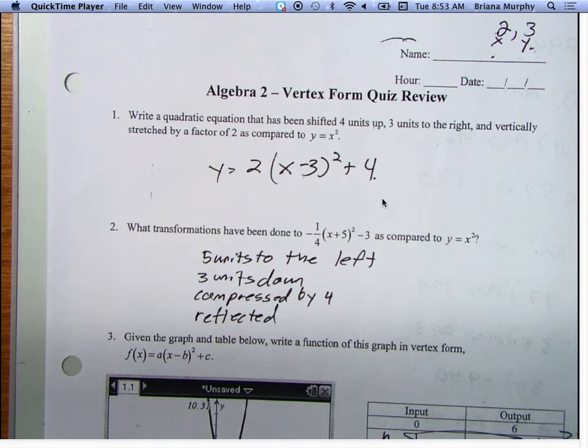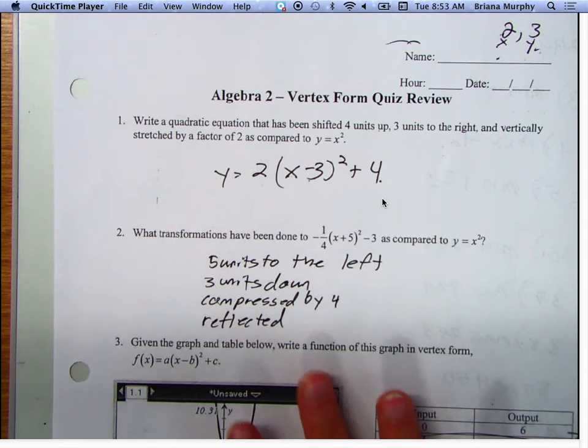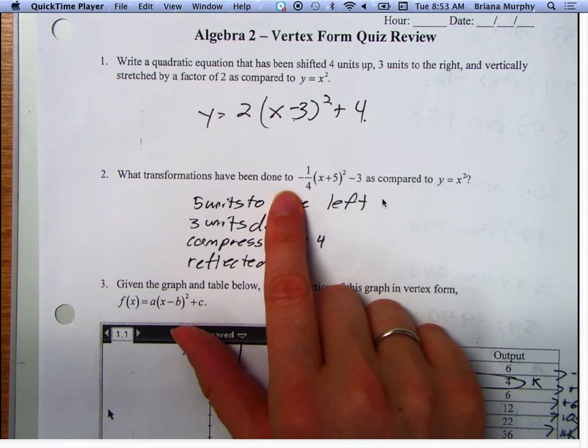So when they say units up or down, that goes in for K, right? Yep. So if it goes down, K is negative. Okay. Number 2, what transformations have been done?